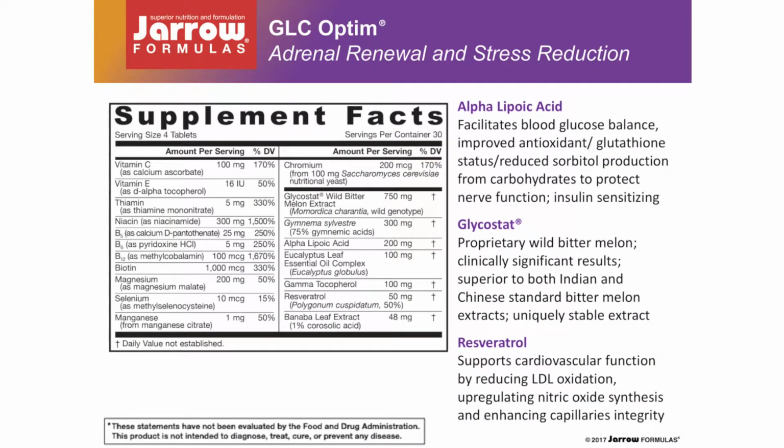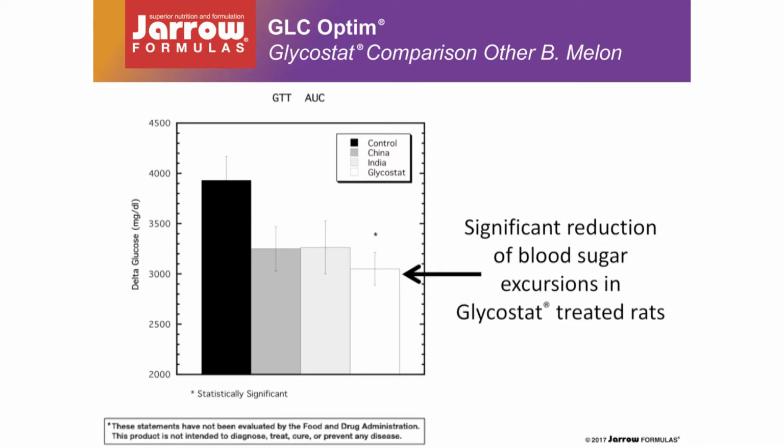Glycostal is a specially processed wild bitter melon that is superior to both Indian and Chinese standard bitter melon extracts. It is stable, unlike many other melon extracts, and has shown clinically significant results at 1 and 6 months with confirmed diabetics. As compared to other wild bitter melon extracts, rats treated with commercial preparations of Chinese and Indian bitter melon extracts had reduced blood glucose excursions in response to a bolus of glucose during a glucose tolerance test.